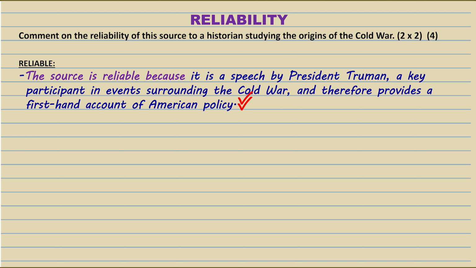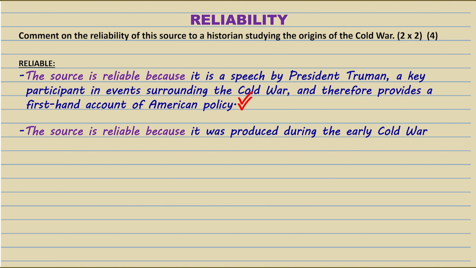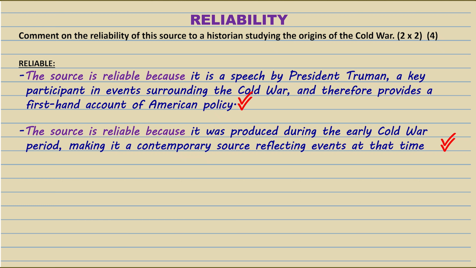We can also support the reliability of the source by looking at when it was produced. And our answer would sound like this. The source is reliable because it was produced during the early Cold War period, making it a contemporary source reflecting events at that time. In this answer, we looked at when the source was produced in relation to the events being discussed. Truman was speaking while these developments were actually unfolding, rather than many years later relying on memories or information gathered afterwards. This means the source provides contemporary evidence of how the situation was understood and presented at the time. Therefore, it can be considered reliable for understanding the attitudes and concerns of the period.